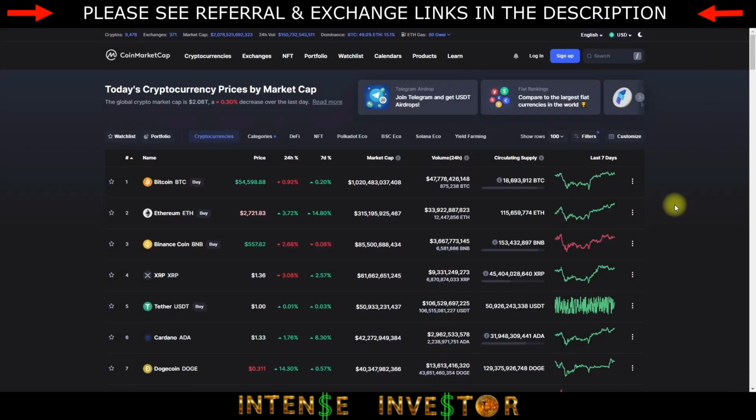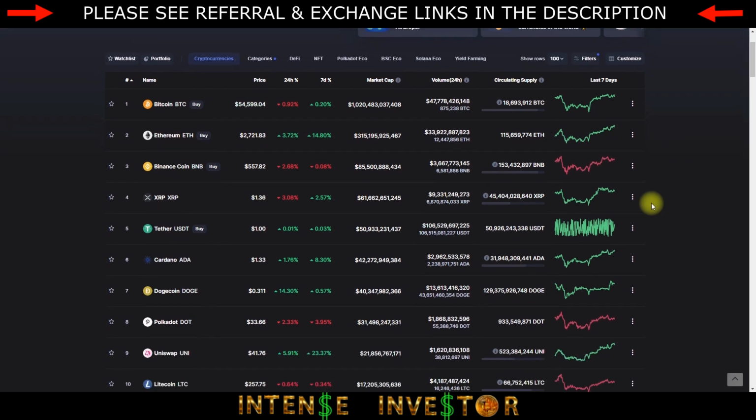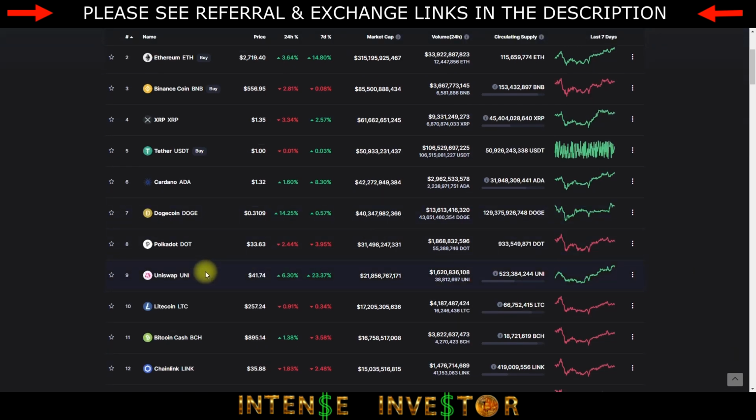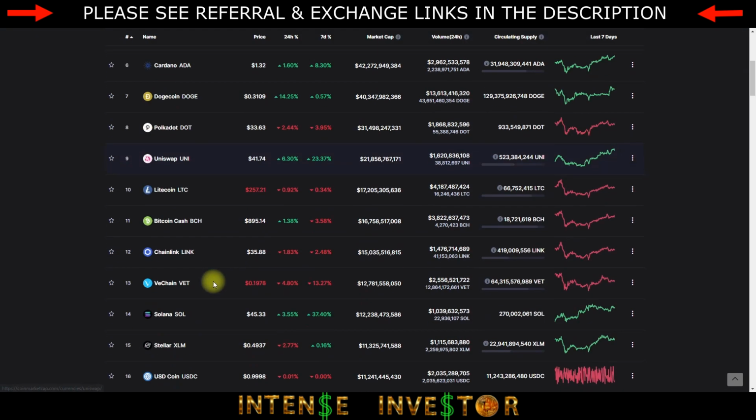So here's CoinMarketCap.com. This is the front page. You can see the market cap, you can see how each coin's doing. BNB's doing really well. And some of these dropped down really low last week. BNB went to like 480 or 470 or something. Ethereum was down to like 2,000, but now it's already back up to 2,700. So Uniswap's a good one.